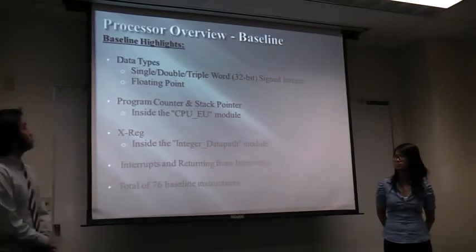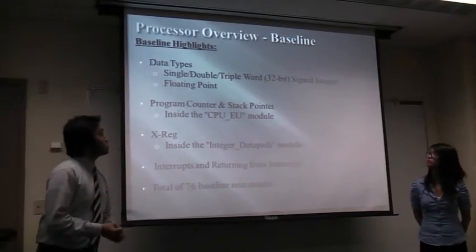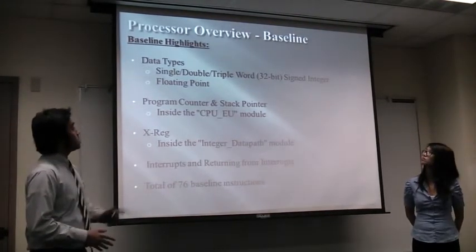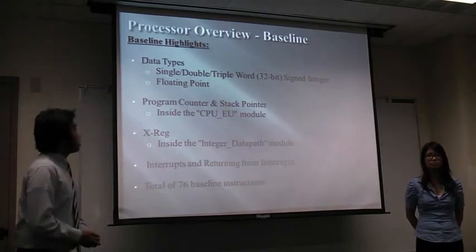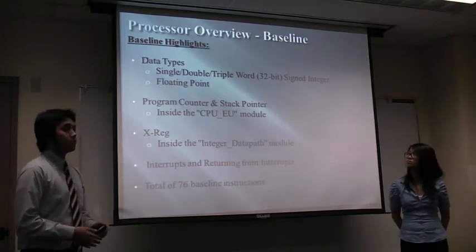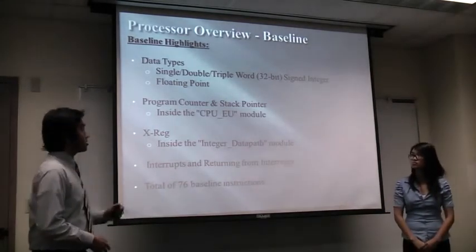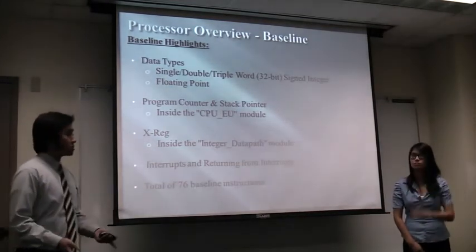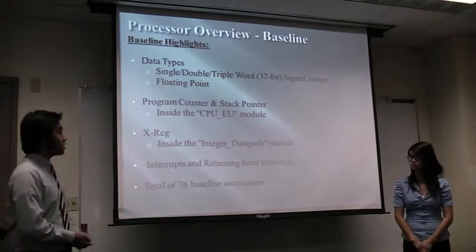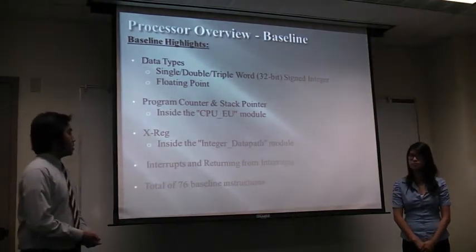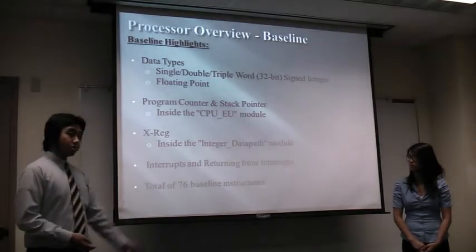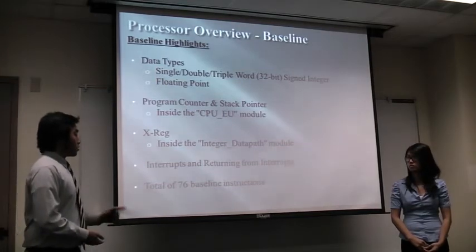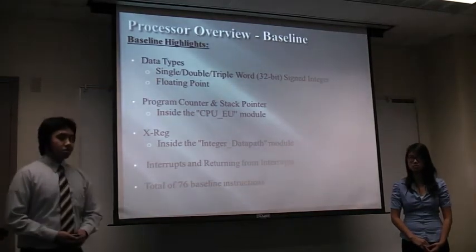And a few more highlights of the baseline. We have several different data types. We have a single, double, and triple word, which we define word as a 32-bit value, signed integer, as well as a floating point. We have a program counter and the stack pointer floating within our execution unit. You'll see that in the diagram later on. We also have something known as the X register, which is used for an exchange instruction. You'll also see that later on in the integer data path module. And we also have the capability of interrupt or returning from the interrupt by pushing both the flags and the program counter. And in total, we have 76 baseline instructions in this processor.